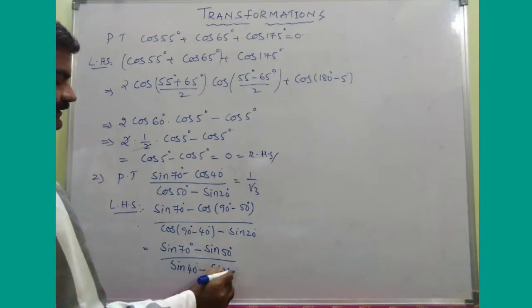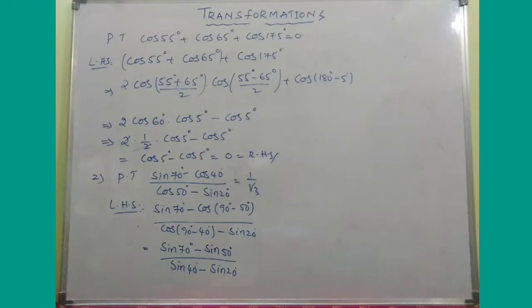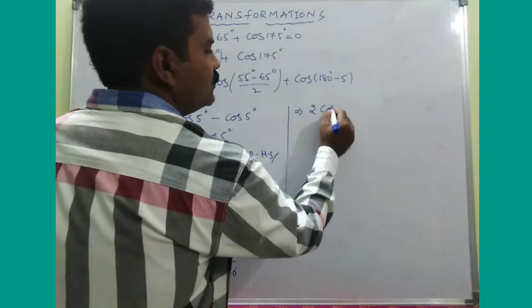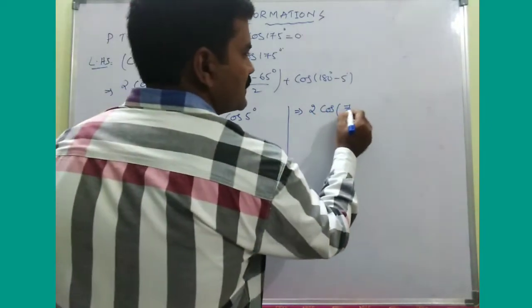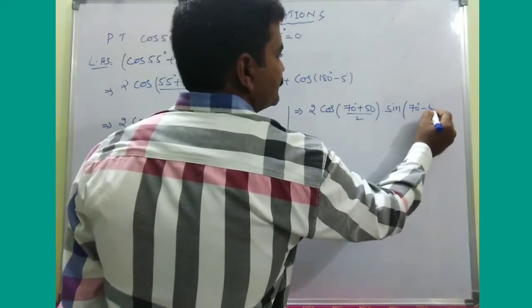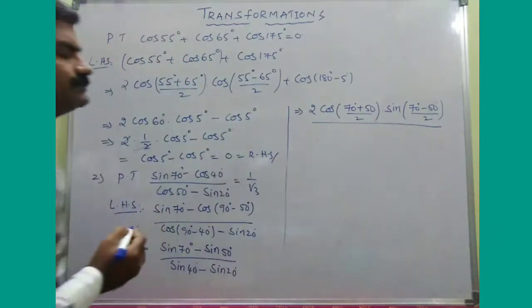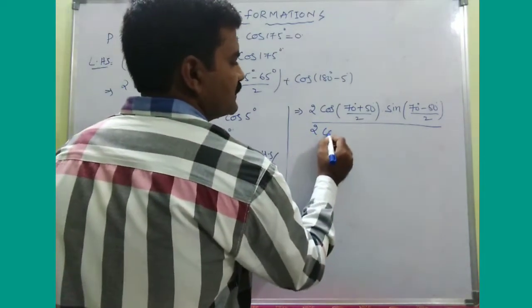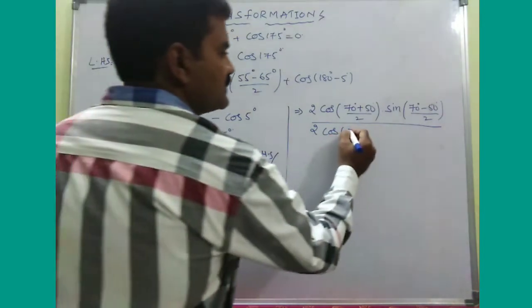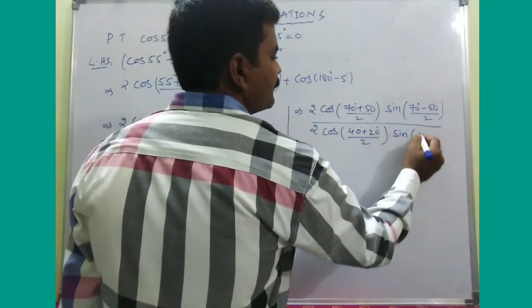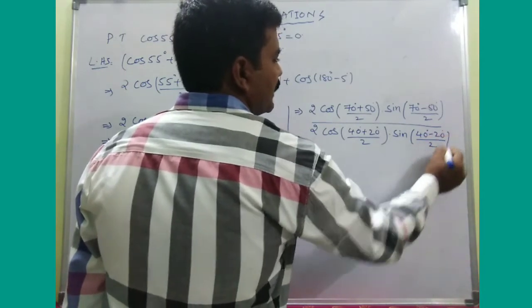Now you see, both numerator and denominator are in the form of sin C minus sin D. So what is the formula for sin C minus sin D? 2 cos of (C plus D) by 2 into sine of (C minus D) by 2. So 70 plus 50 by 2 into sine of 70 minus 50 by 2, divided by, even the denominator is also in the form of sin C minus sin D. Hence, which is equal to 2 cos of (C plus D) by 2, 40 degrees plus 20 degrees by 2, into sine of 40 minus 20 by 2.